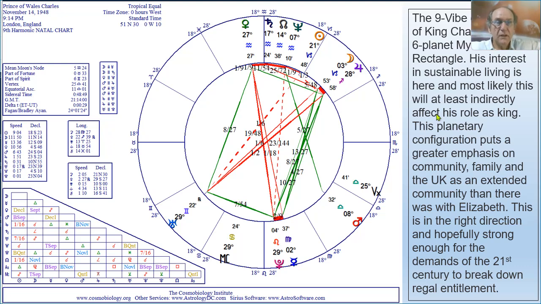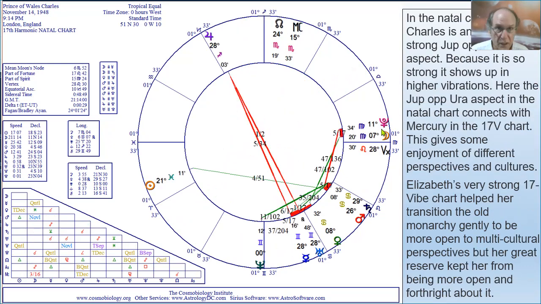He's going to be community-oriented. His interest in sustainable living cannot be stopped by any position, and it will influence things even if it's secretively and we don't see it. I think we'll get hints of it anyway. We'll see little bits of it. It's there. This is good news. And more of this in his chart than with Elizabeth, of this community orientation. Now, his 17 vibration, we see Jupiter opposition Mercury Uranus.